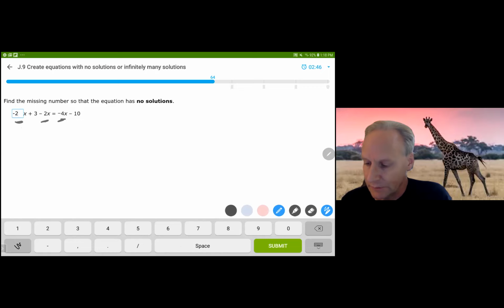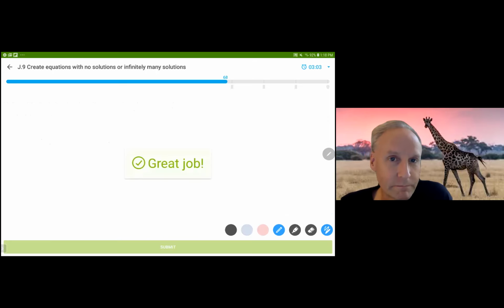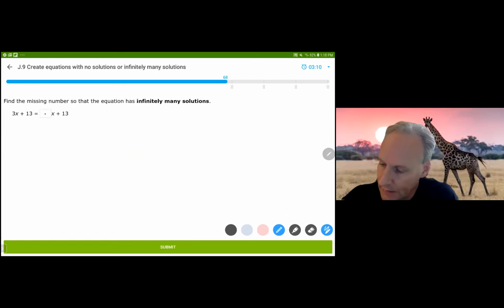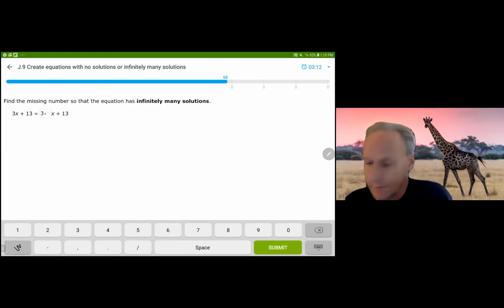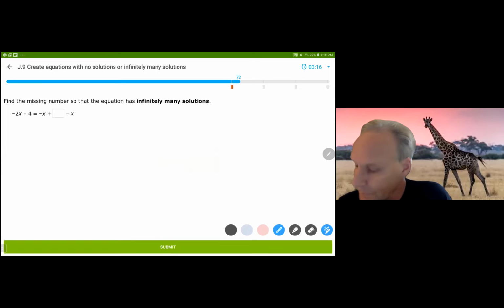There's going to be no solution because we're going to end up with -4x plus 3 is equal to -4x minus 10, which is never true. So this will never be true and there will be no solution. There you go. Oh, we had to do one more. All right. We want it to have infinitely many solutions. We want it to be an identity, so it needs a 3. There we go. This one's going pretty quick.